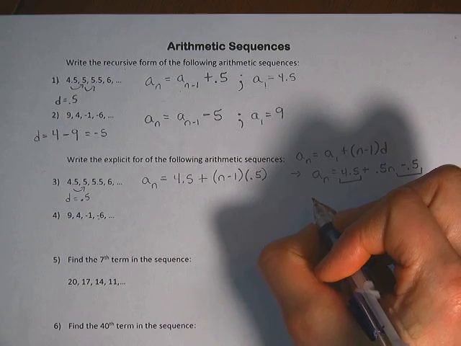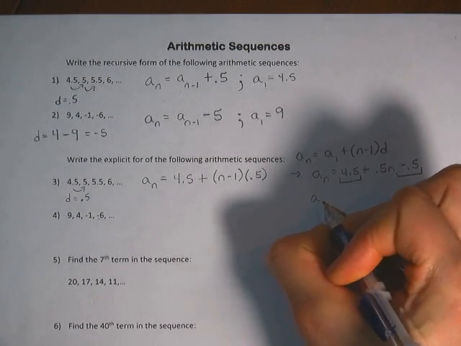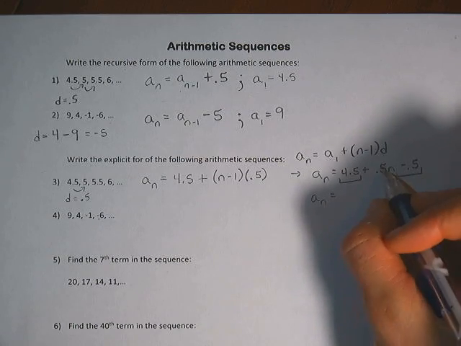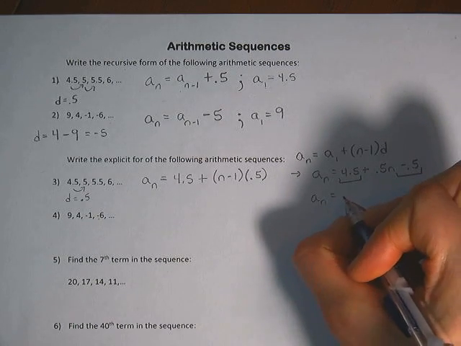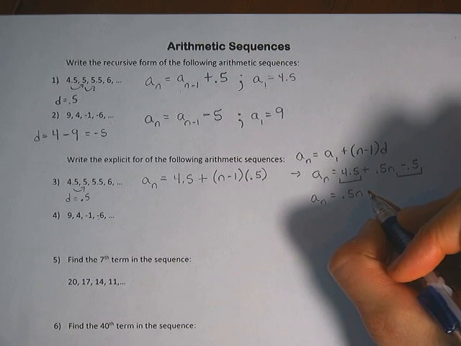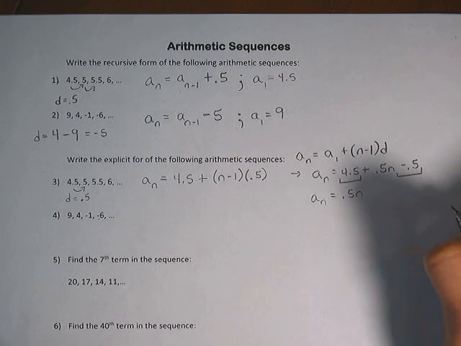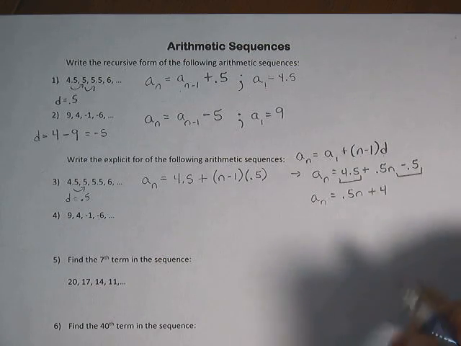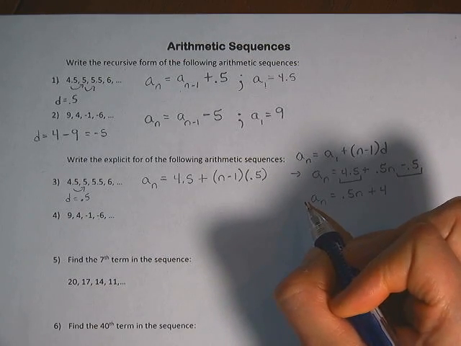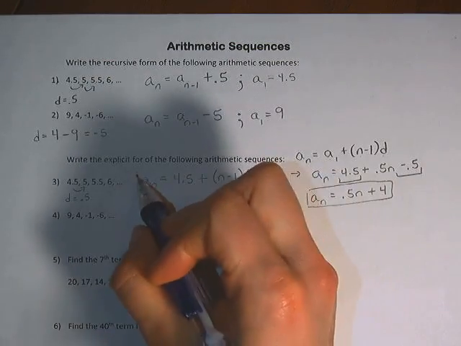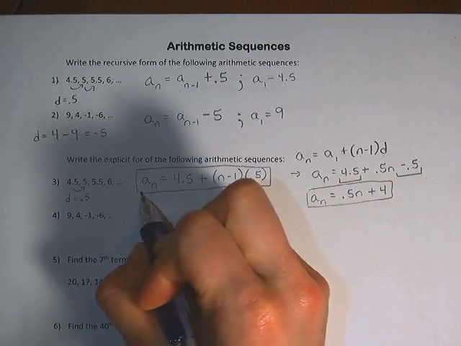So when I do that, I would get a sub n equals, actually I'd probably put the 0.5 in first. And then when I combine those, well, 4.5 minus 0.5 would be a positive 4. And so this would be an answer you would get.